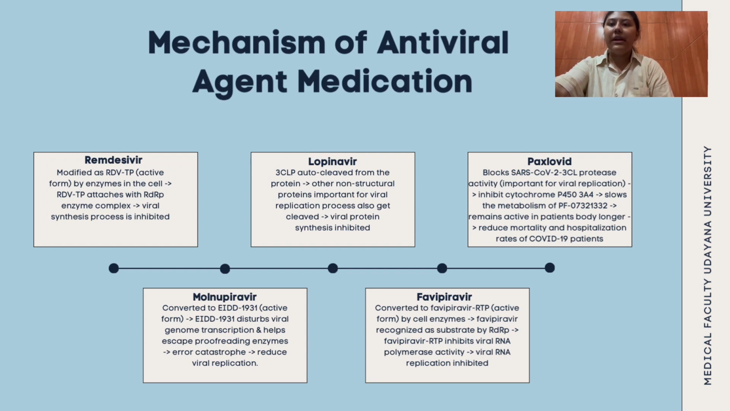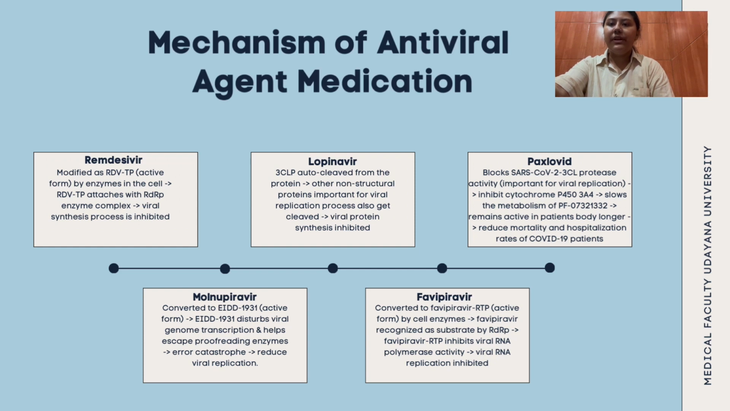Number 4, favipiravir. Cell enzymes convert favipiravir to its active form. This active form is recognized as a substrate by RdRp and also inhibits viral RNA polymerase activity. This means viral RNA replication is also inhibited.